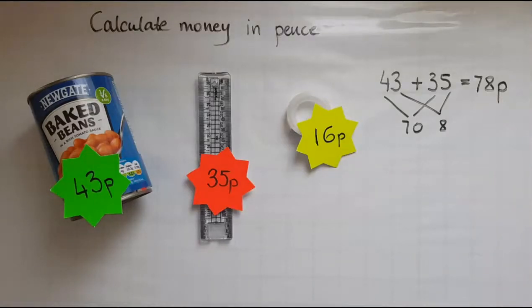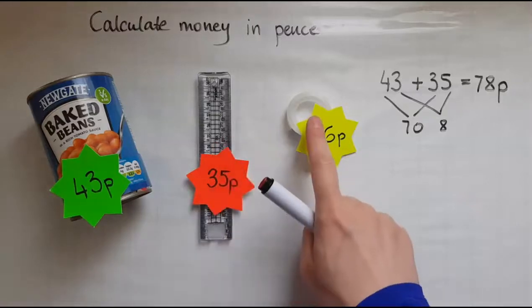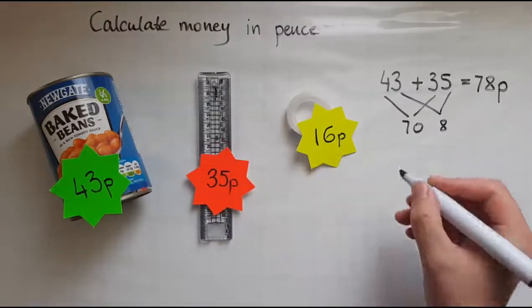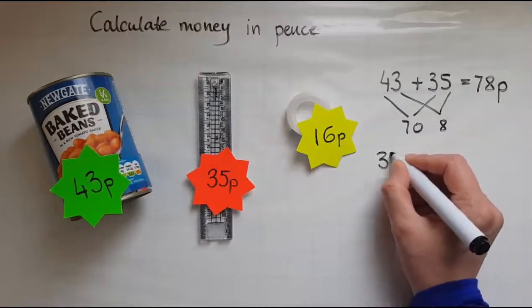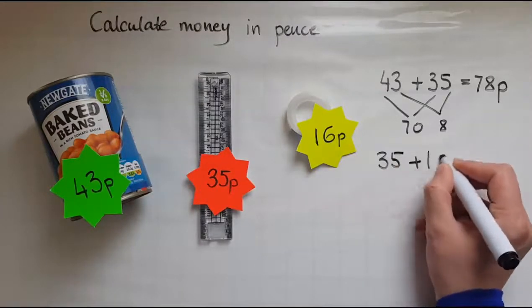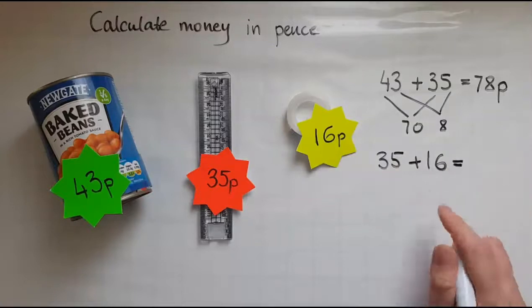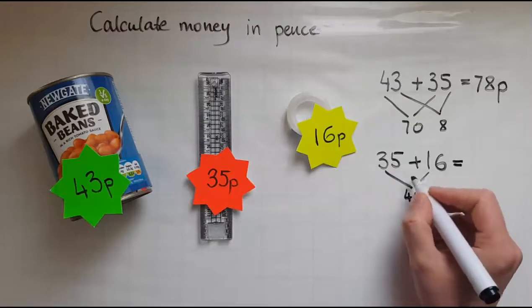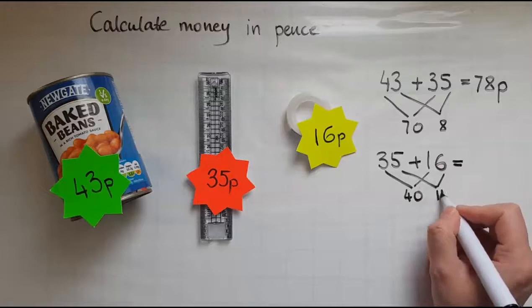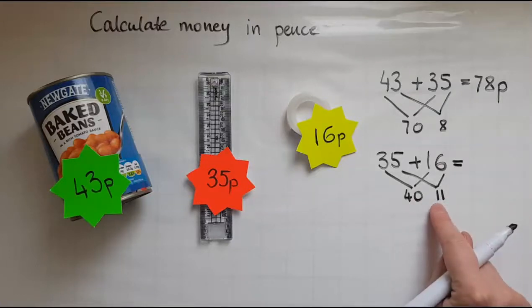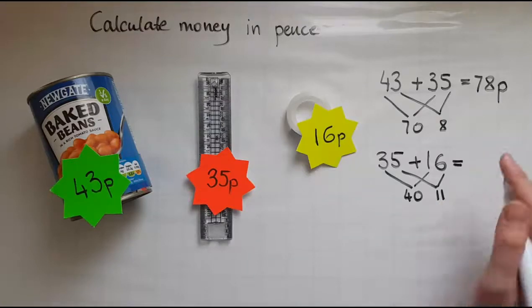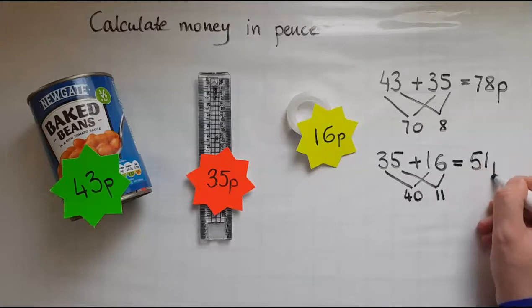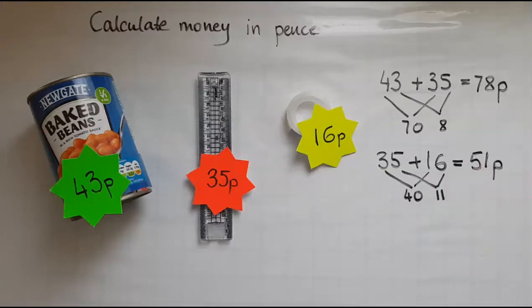Now I will work out how much a ruler and sticky tape cost. So we've got 35 and 16. 30 and 10 gives me 40. 5 and 6 gives me 11. So 40 and 10 first gives me 50, and the one, 51. Or 40 and 11 gives me 51. And what is that 51? It is pence.